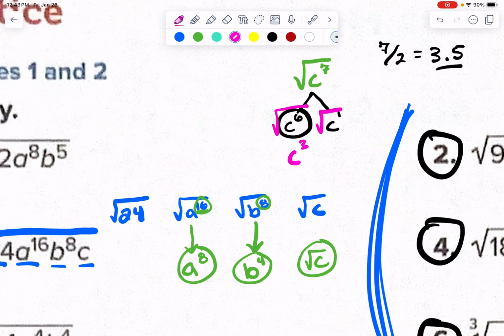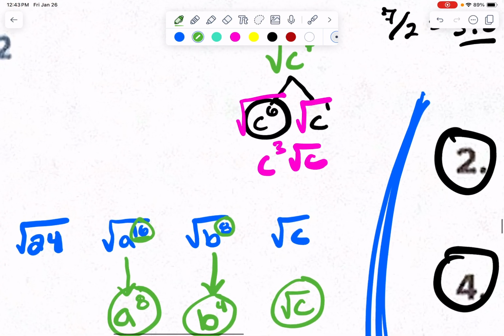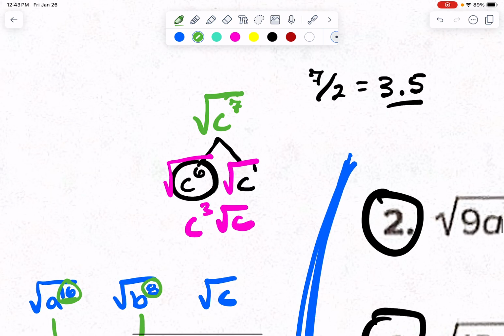But then the square root of c by itself just stays like that, right? Okay, so I said before, this is a way that you can kind of check your answer. I said before that 7 divided by 2, because that's my root, was 3.5. The 3 comes out, but the half means he just stays inside of the square root, right? Because a square root means c to the 1/2 power. That's what a square root does, okay?